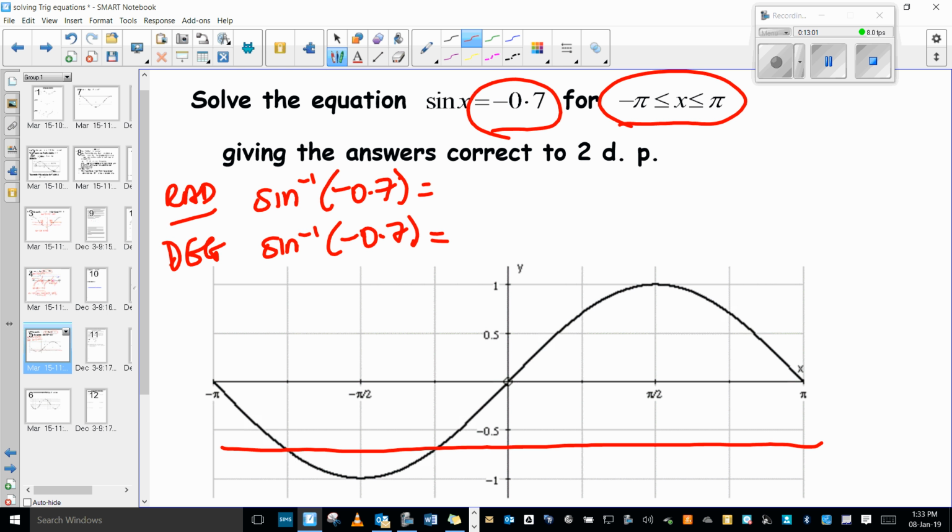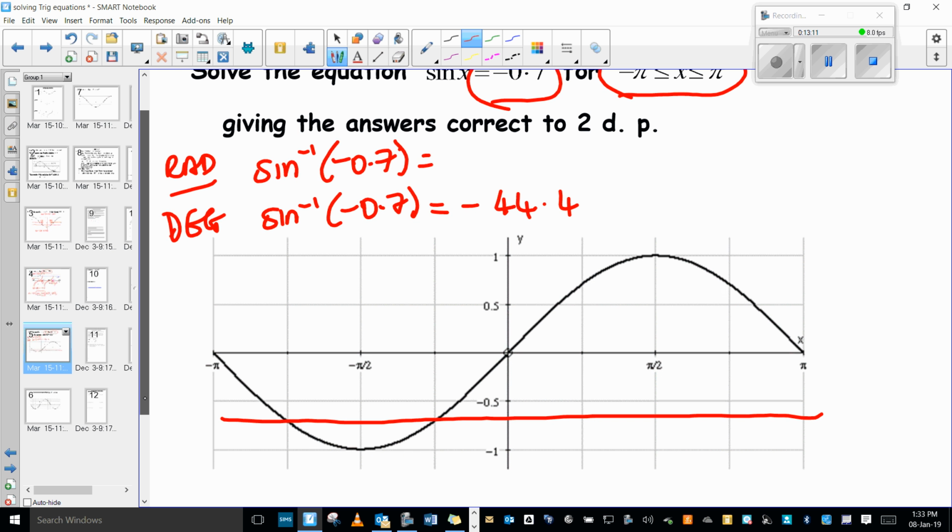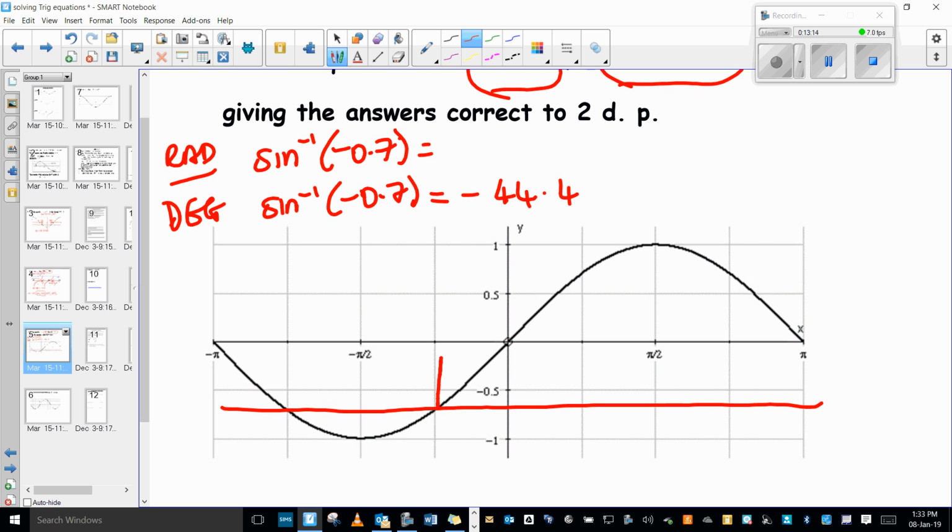Yeah? So, I'm sorry, pardon? Negative 44.4. I had it burned. Oh my God. I didn't. Okay, negative 44.4. So that's given me this answer here, yes? Yeah. How do I find this one?